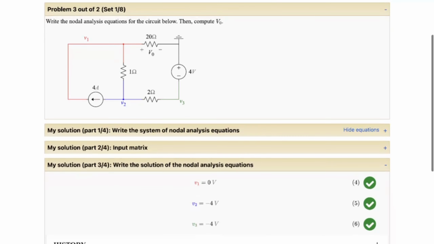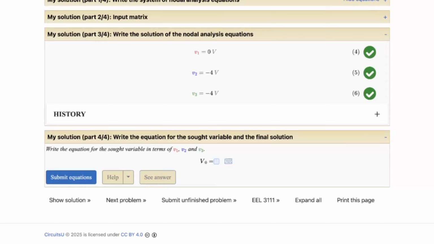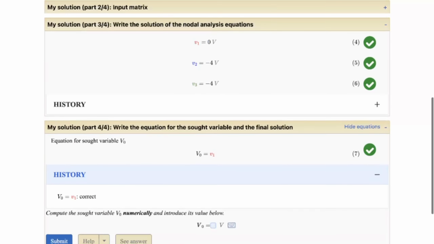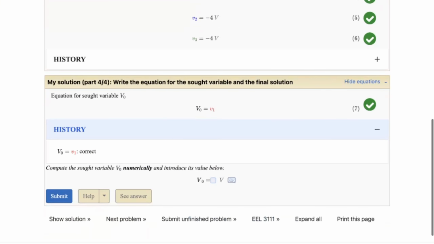So to get that voltage, you do V1 minus the voltage from the ground node, which is 0, so it's just going to be V1. And as we computed earlier, V1 equals 0, so V0 also equals 0.